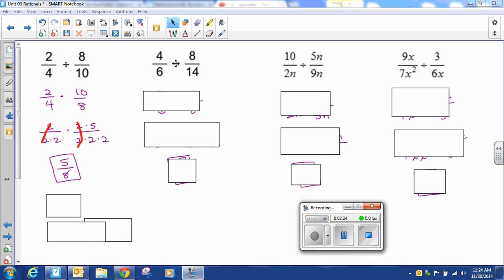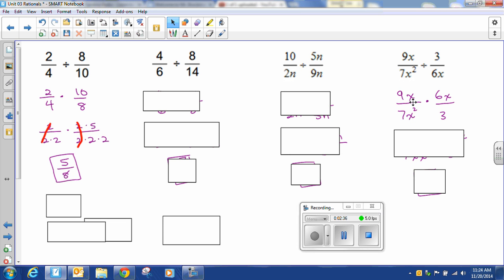Let's try this one. We'll skip the 2, we'll go to the third one. So, oh no, let's skip the third one. Let's go to the fourth one. This is better. So 9x over 7x squared divided by 3 over 6x, well, keep, change, flip. That gives us 9x over 7x squared times 6x over 3.